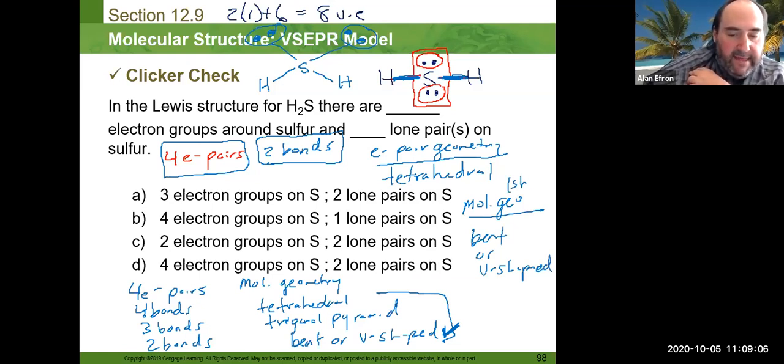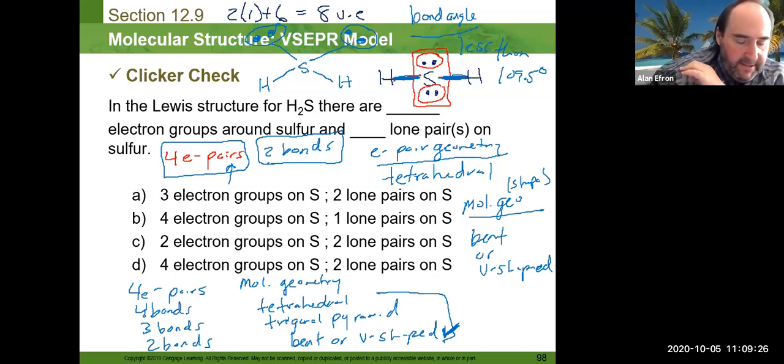And because of that, 4 electron pairs, and because we don't have 4 bonds and those non-bonding electrons, in terms of the bond angle for something like this, it would be less than 109.5, which is your typical tetrahedral bond arrangement. Any questions on how I got to all of those answers there?